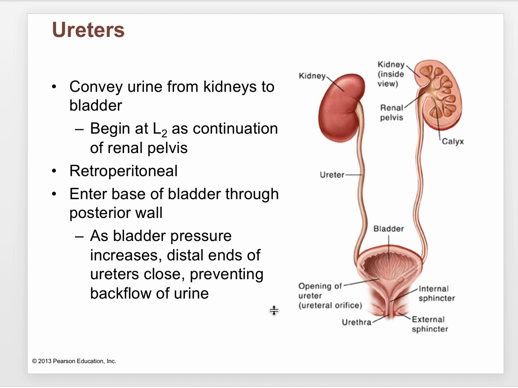All right, let's move out of the kidneys and continue down the urinary system. Out of the kidneys, we enter the ureter. The ureters are basically a passageway that conveys urine from the kidneys to the bladder. The ureters are also retroperitoneal. They enter the bladder wall at the posterior wall of the bladder.